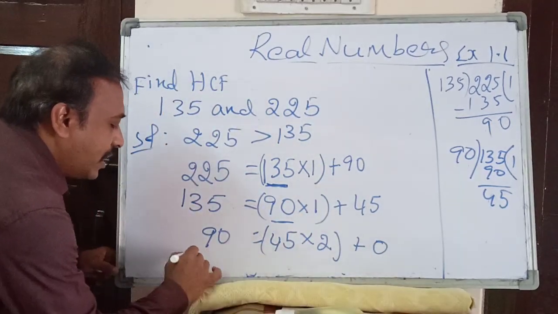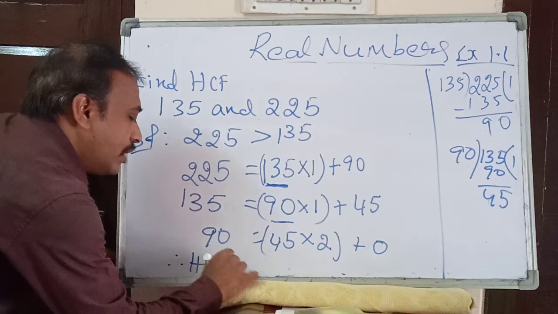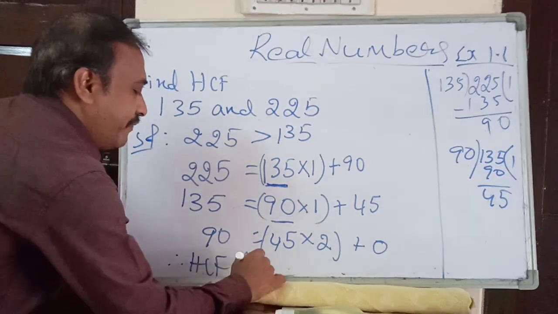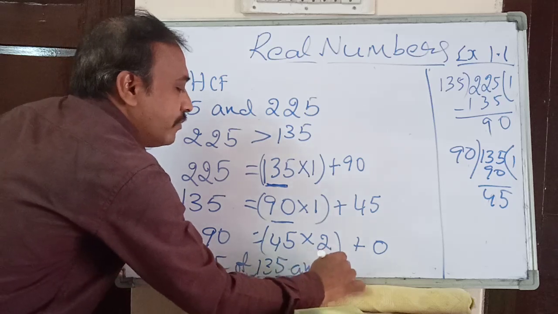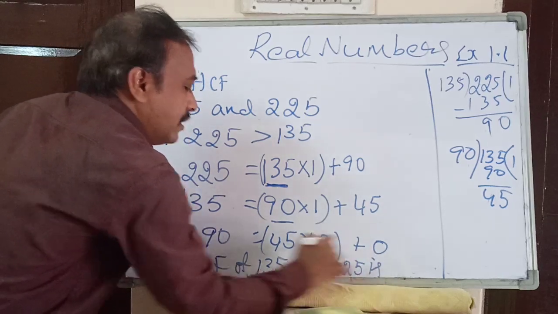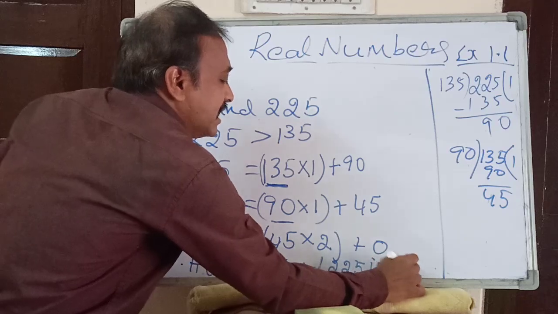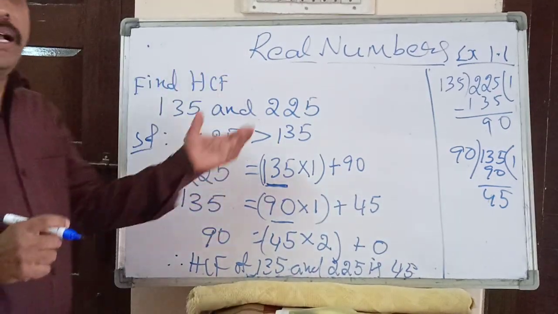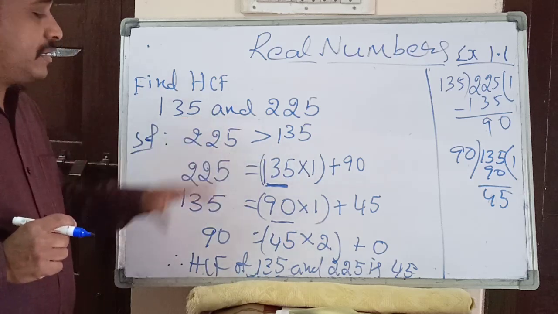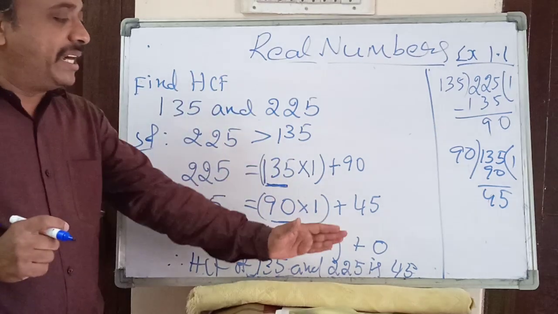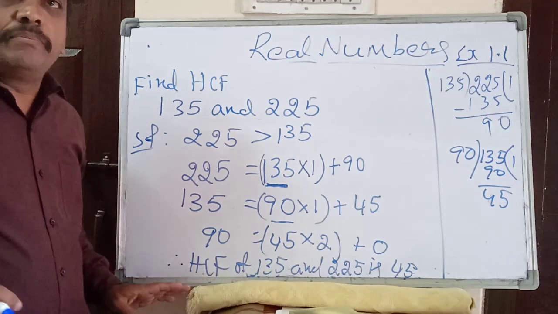Therefore the HCF of 135 and 225 is 45. This is how we find the HCF by using Euclid's division algorithm. It is a step-by-step procedure, and till we get the remainder 0, we have to continue the same process.